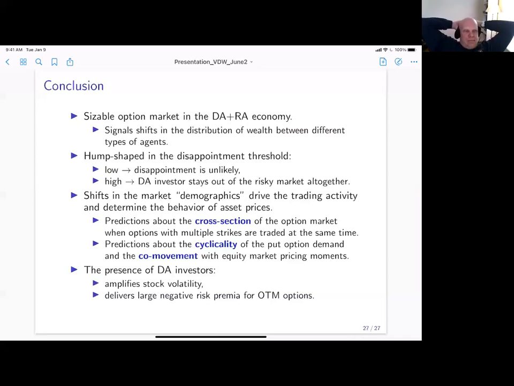A question from Steve Figluski: your model has homogeneous expectations about stock returns, but different risk attitudes. Would a market with heterogeneous returns expectations, but similar risk attitudes yield the same results? If not, how would they differ?